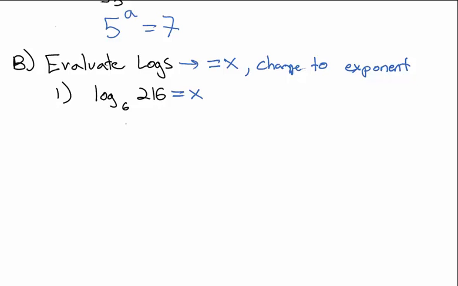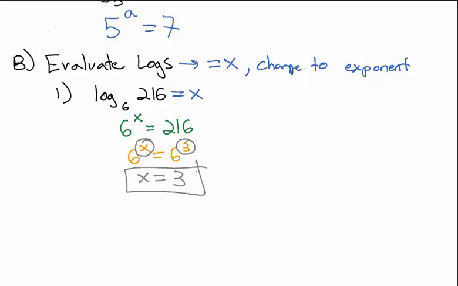So first we will rewrite it as an exponent. 6 to the x power is equal to 216. Well, the nice part about 216 is we know that's 6 to the third power. And so we've got the same base on each side, and as we've seen before, we just set the exponents equal. So x is equal to 3, or log base 6 of 216 is equal to 3.